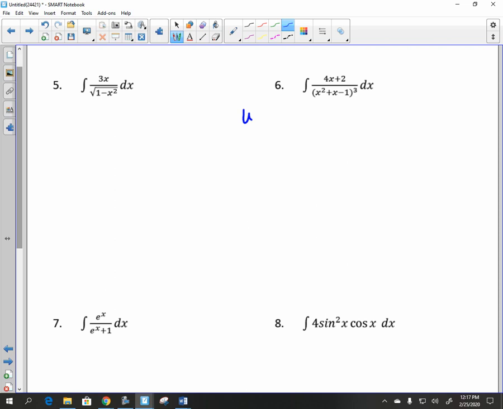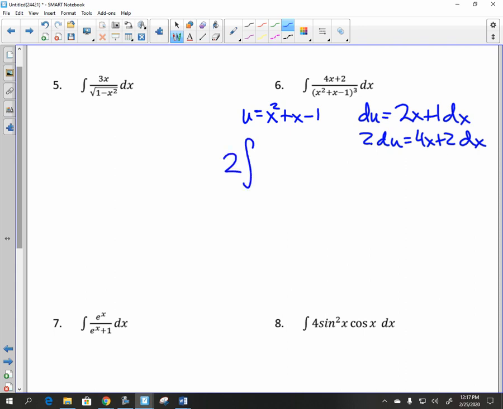Yeah, so I got u is equal to x squared plus x minus 1. So therefore, what is du? 2x plus 1 dx. Shoot, I don't have a 2x plus 1. I got a 4x plus 2. Multiply by 2. 2 du is equal to 4x plus 2 dx. How do you like that? Not too bad, huh? All right, so the new integral is 2 integral du.